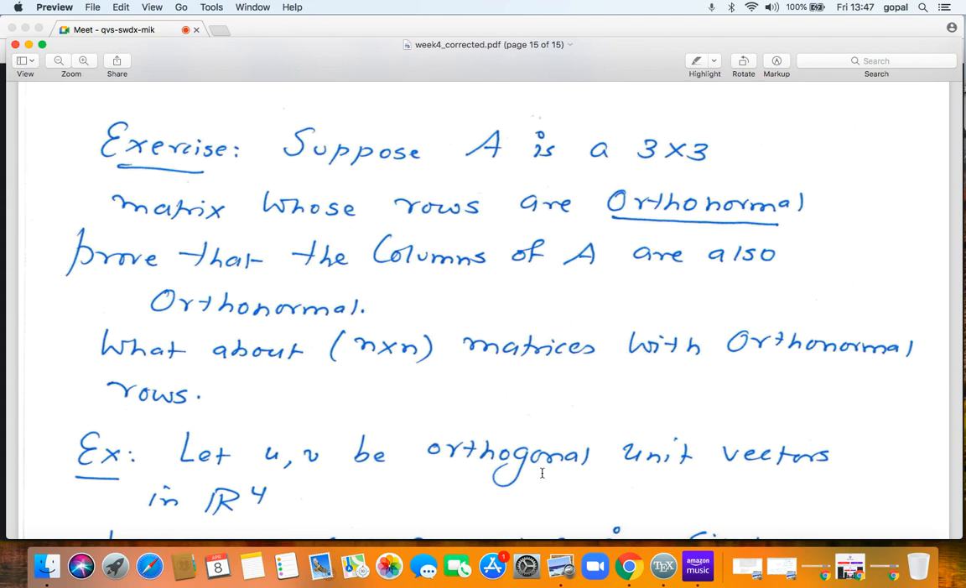Please write this out for the 3 by 3 case explicitly and work it out. Once you work out the 3 by 3 case, it should be abundantly clear to you that there's nothing sacred about the number 3. The same song and dance will simply go through for n cross n matrices. If A is an n cross n matrix whose rows are orthonormal, then the columns will also be orthonormal. There is no change in the argument.